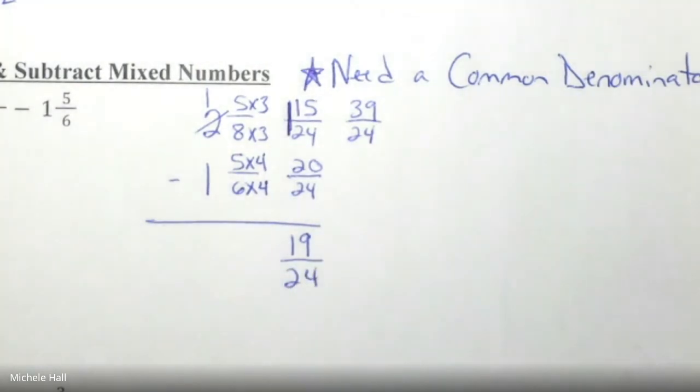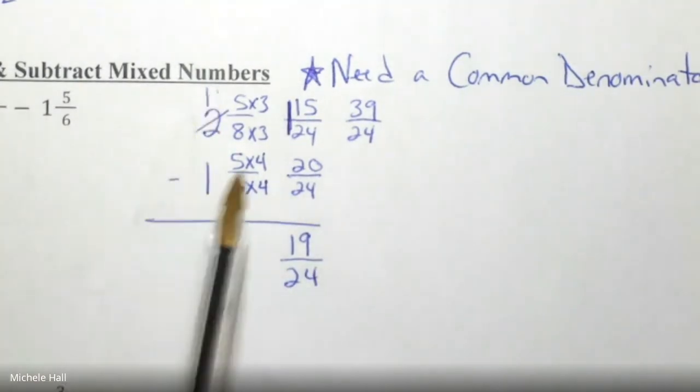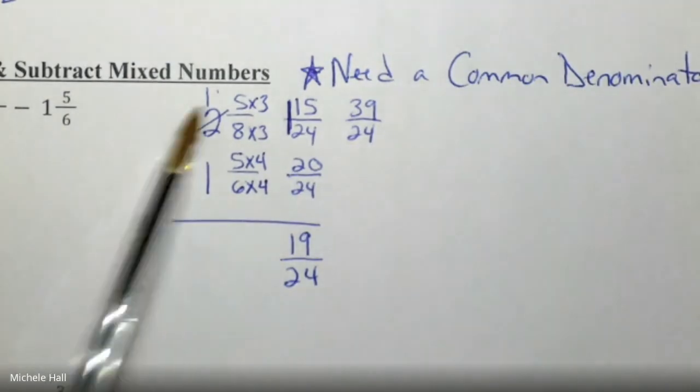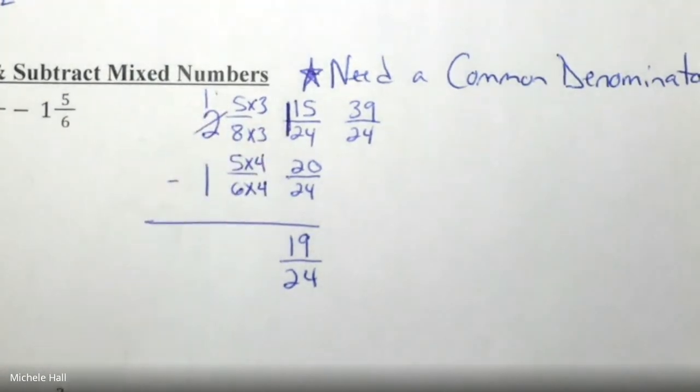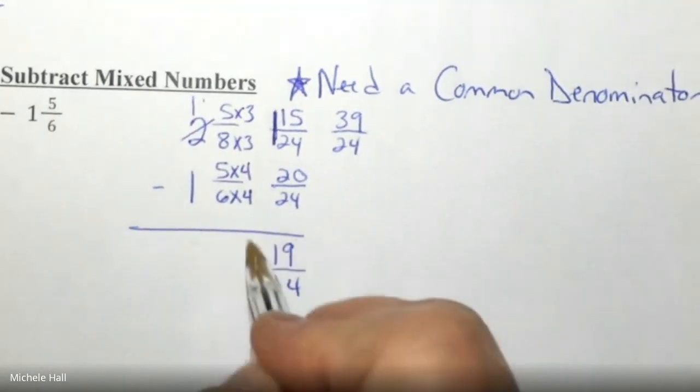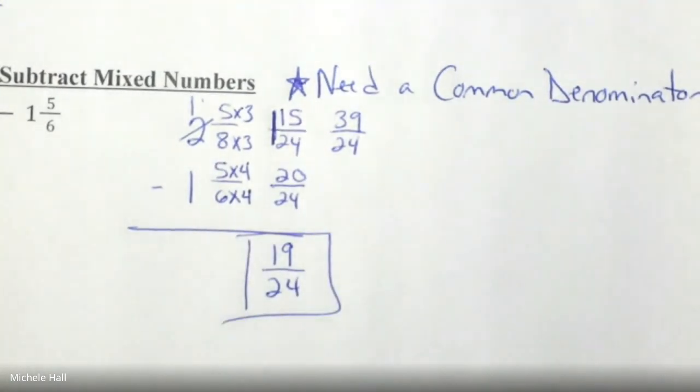Do I have any whole numbers? No. 1 minus 1. Remember, using this number over here, not this one. Using this one. 1 minus 1 is 0. So we just have 19/24.